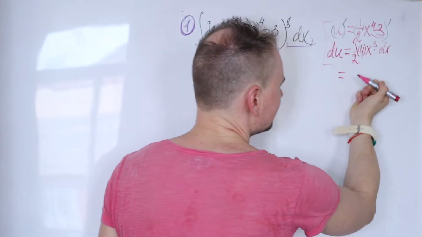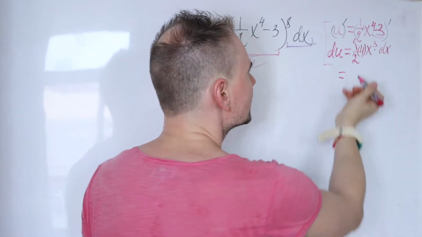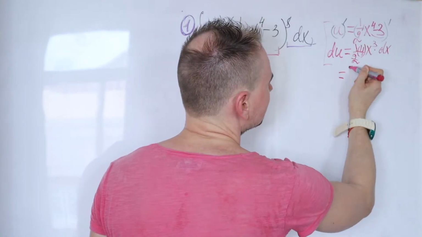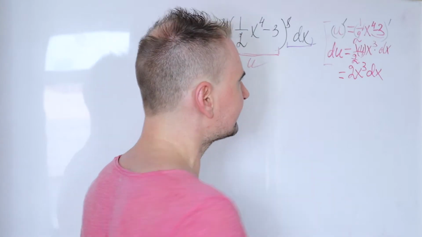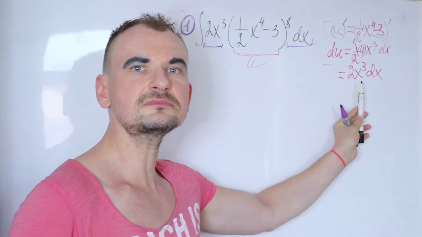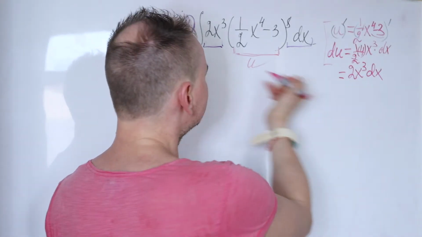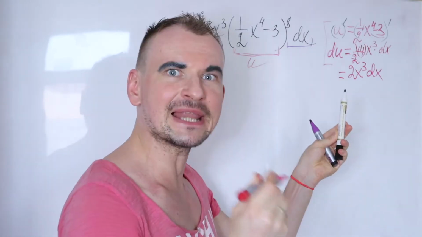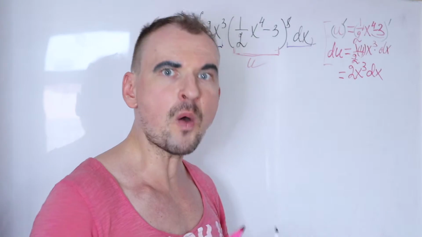And I would just simplify it, so 2 goes into 4 twice, and you would be left with this expression. Now, that's basically what we wanted. We wanted this 2x cubed dx to be replaced with du. Alright? Now we are ready.